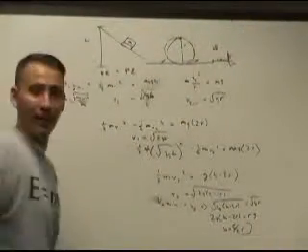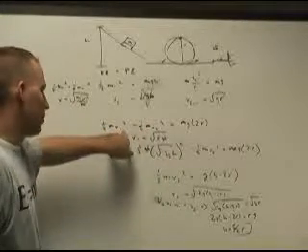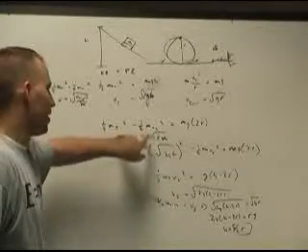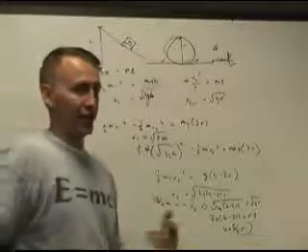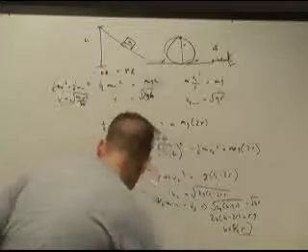Excuse me. Okay, and then just so you know here, you have 1/2 mv1 squared minus 1/2 mv2 squared. That's your change in kinetic energy. That's why it's subtracted there. Okay, just wanted to touch on that.